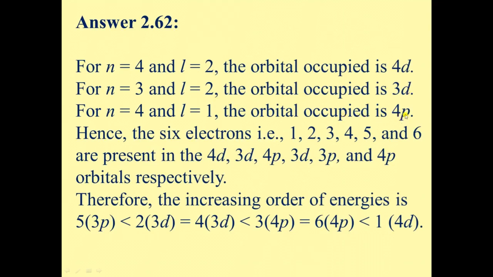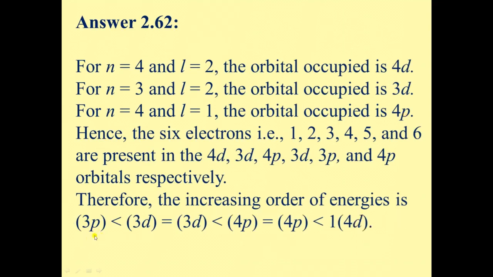So using the formula n plus L, you can find out which orbital will have more energy and which orbital will have less energy. The energy of the 3p orbital is the least and the 4d orbital will have the highest energy. The 4p orbitals have equal energy. In the same way, the 3d and 3d orbitals have the same energy.